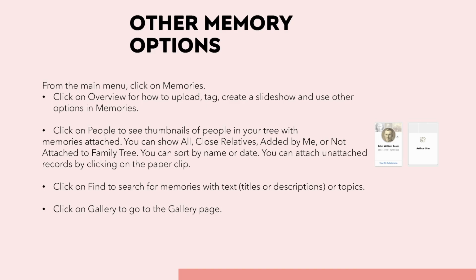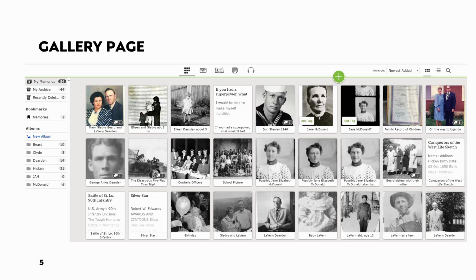So this is what it looks like. This is my beta gallery page. So I have a lot more memories than that, but just to show you how it looks, this is an example. So you can see there are photos of my grandmother mostly, and some of my great-grandparents, great-great-grandparents. There's also a few documents in there, and a scanned document up there in the right-hand corner, family record of children, picture of my parents on their way to Uganda, and just some other pictures.